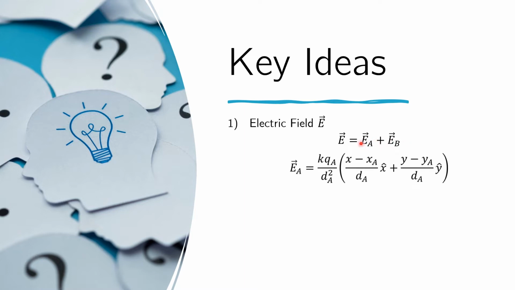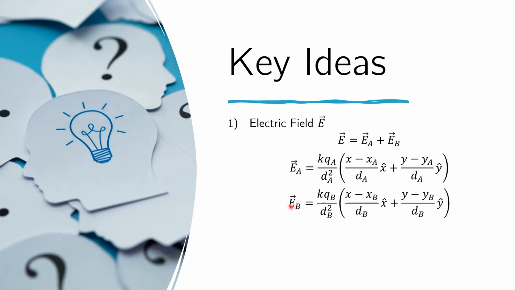If we want to find, for example, this electric field E sub A, the vector form is given here. What we have is the proportionality constant times the charge at A, over the square of the distance from A to the point that we're looking at. The point we're looking at is the point (x, y), and our charge is at the point (x sub a, y sub a). This denominator is the square of the distance from (x, y) to (x sub a, y sub a). Here we find the cosine of the angle of that vector, and here the sine of the angle of that vector. That will be clear when we show it in the diagram later.